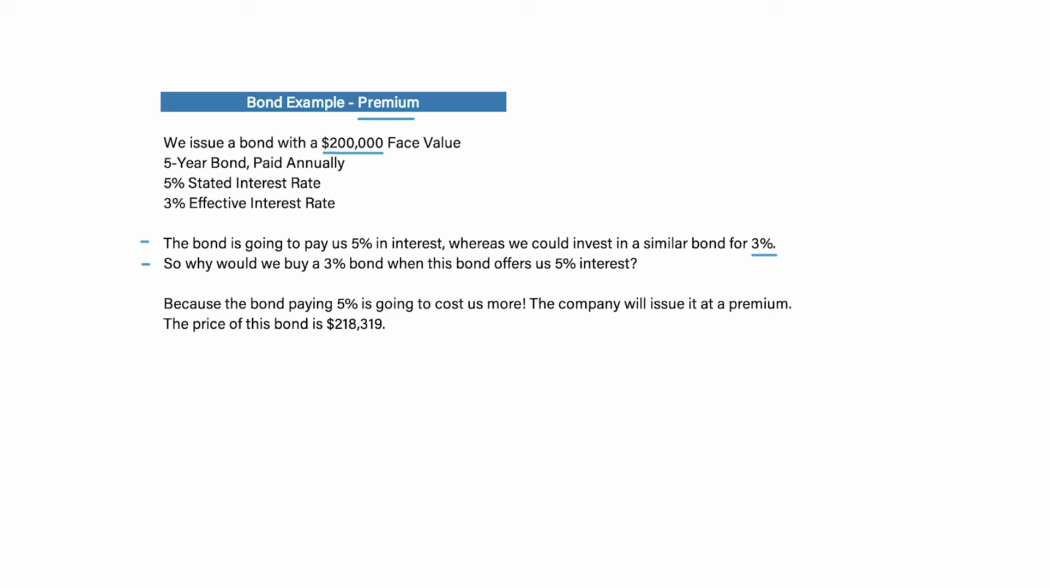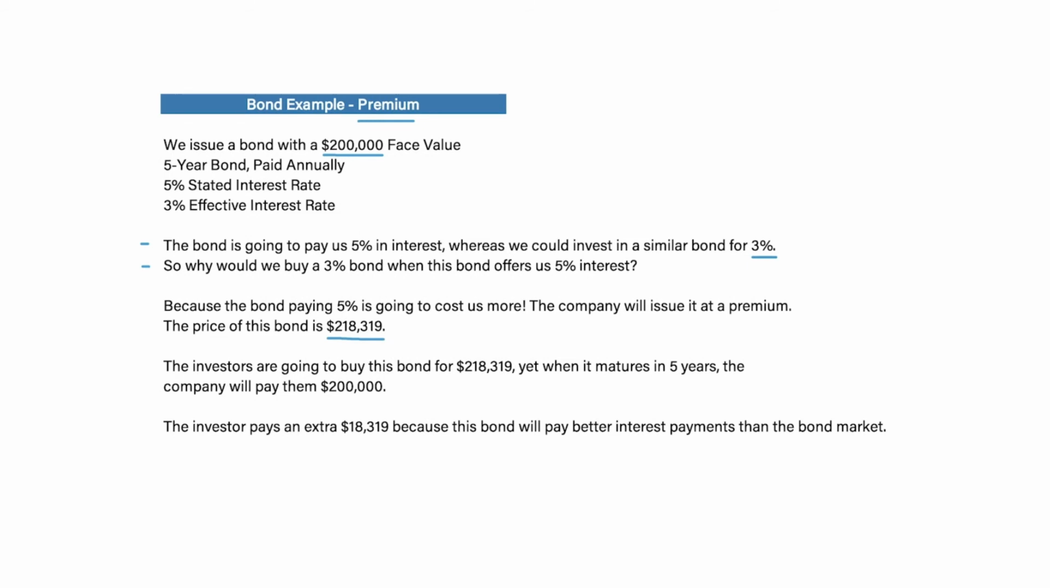So the price of this bond is going to be $218,319. So this means that the investors are going to buy this bond for $218,319. Yet when it matures in 5 years, the company is only going to pay them $200,000. So the investor pays an extra $18,319 because this bond will pay better interest payments than the bond market. So this is how premiums work.